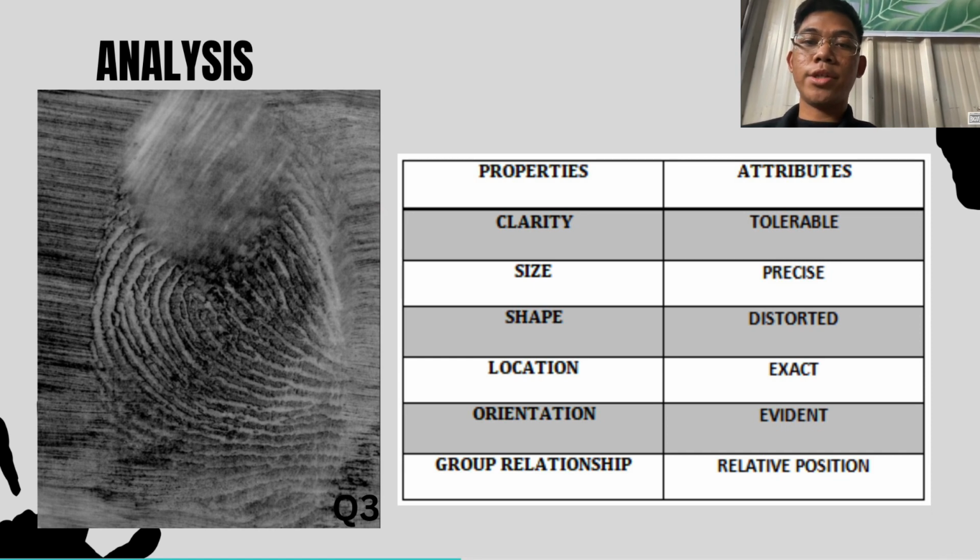Also, the location of the question print is exact because the rich details are recognizable for examination. The orientation is evident because we can identify the ridge flow of the question print, whether it is flowing from left or right direction. Lastly, the group relationship of the question print is absolute because the points and counts are slightly blurry but identifiable.